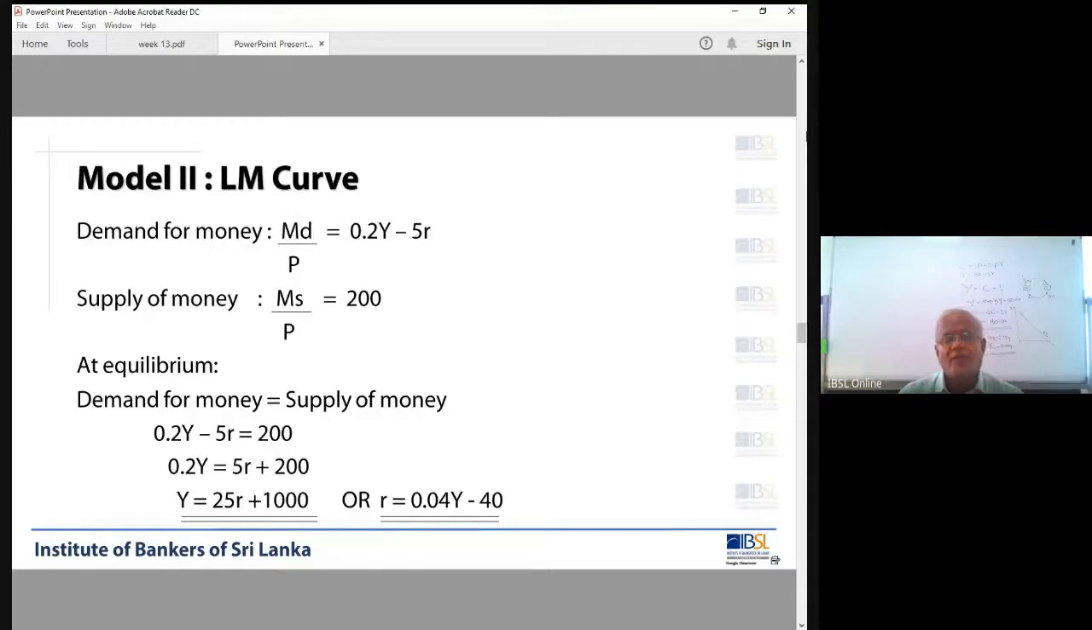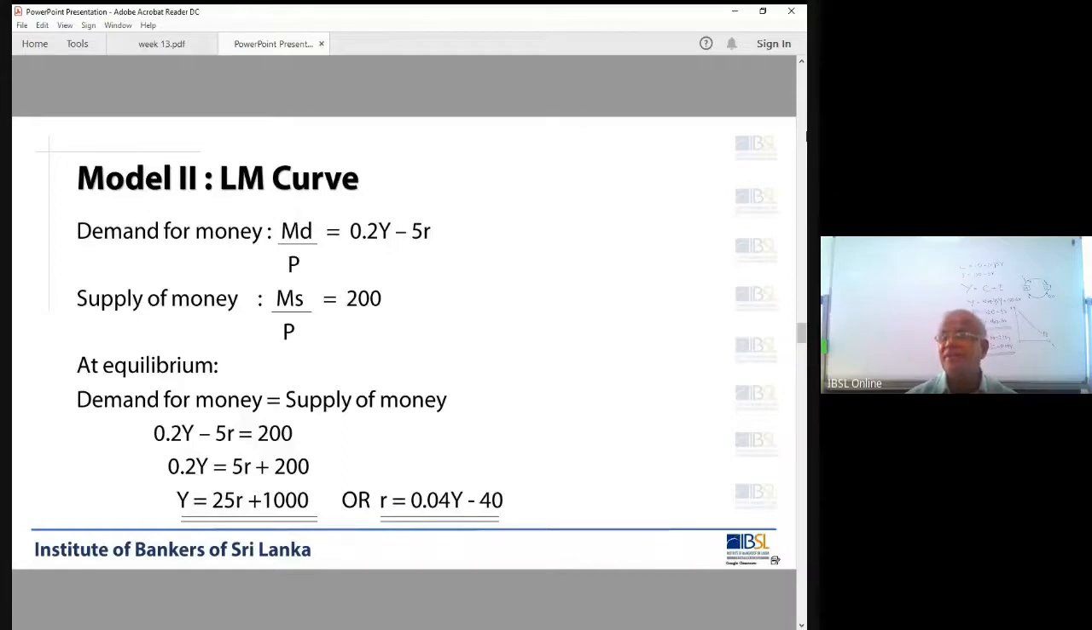MD equals 0.2Y minus 5R. Now we can understand demand for money. There's a negative relationship between interest rate and demand for money, and a positive relationship between demand for money and income. Demand for money includes transaction demand, speculative demand, and precautionary demand. When income increases, demand for money increases. When the interest rate increases, opportunity cost increases, so demand for money decreases. Supply of money is controlled by the central bank, the monetary authority. MS is 200. Very easy.